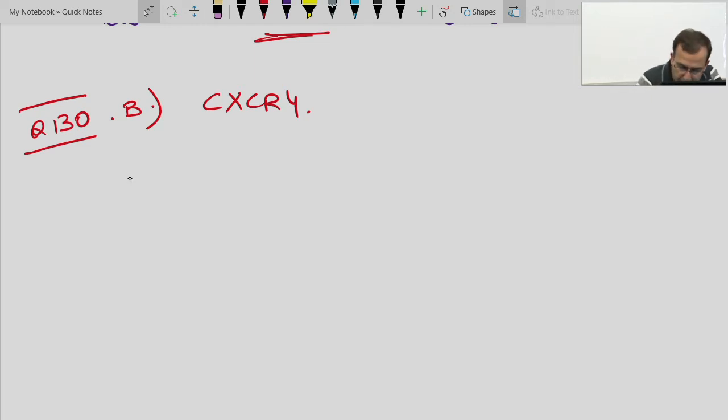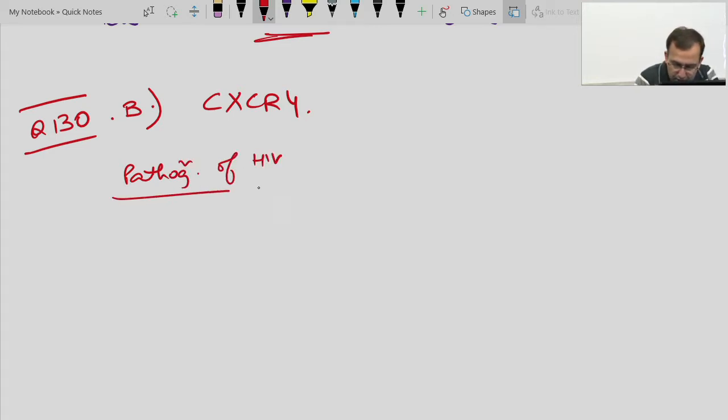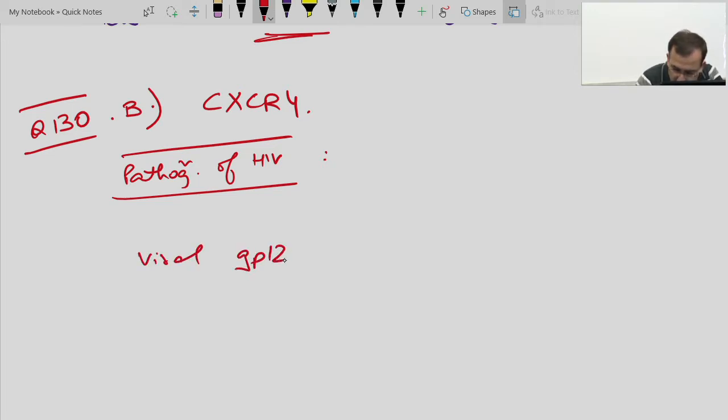So let us see the pathogenesis of HIV in much more detail. Pretty commonly asked, pathogenesis of HIV. Now in HIV, on the virus there are two regions, GP120 and GP41. GP120 is the one protruding out, and that is the one which first binds to CD4, leading to binding with its co-receptors, that is CXCR4 and CCR5. I'll repeat, GP120 binds first to CD4, then to its co-receptors.